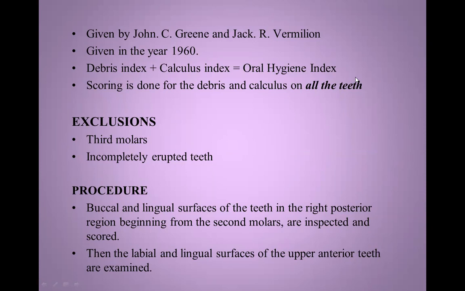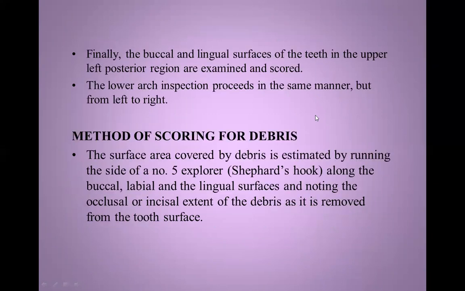The procedure: the buccal and the lingual surfaces of the teeth in the right posterior region, beginning from the second molars, are inspected and scored. Then the labial and lingual surfaces of the upper anterior teeth are examined. Finally, the buccal and the lingual surfaces of the teeth in the upper left posterior region are examined and scored. The lower arch inspection proceeds in the same manner, but from left to right.